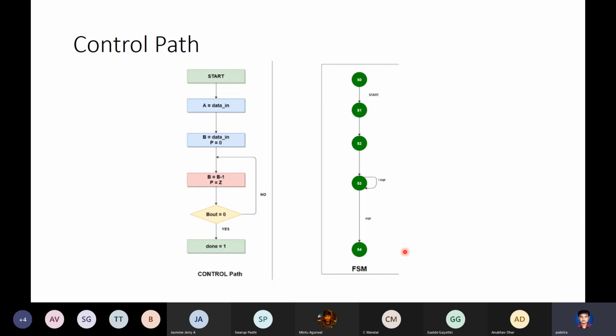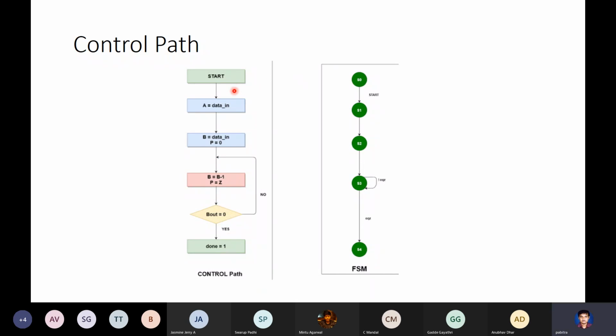So let's see what the control path does. Let's say the control path starts with start, then activates load A, activates load B. Simultaneously, it can clear P. Then it decrements B and does the addition. That means loads P. Then it checks for B, does a comparison on B. If B is not 0, it goes back and does this. If B is 0, it says stop.